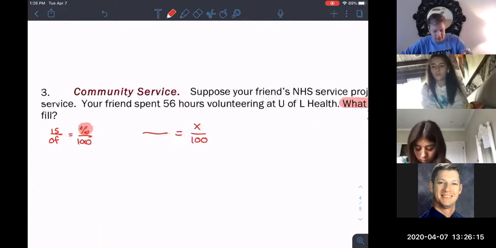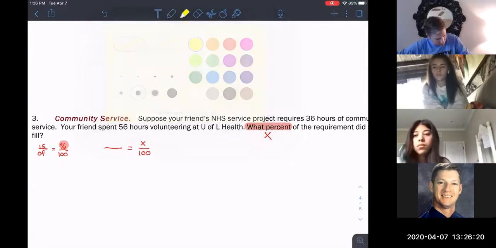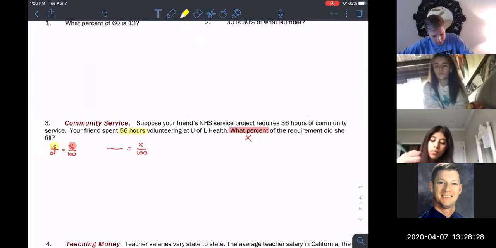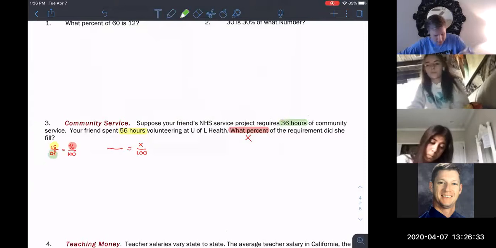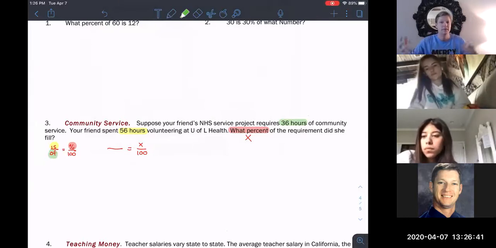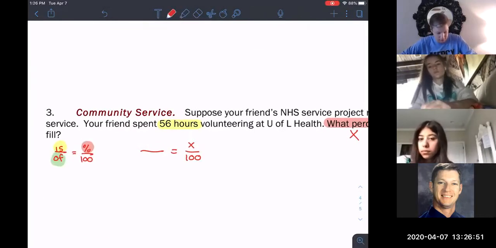So even though it's a little bit counterintuitive, let's use yellow for the is like we have been. This is the actual 56. This is the hours that our friend put in. And then the whole thing that they need is 36 hours. So even though we're used to the smaller number being the is number and the bigger number being the of number, this is a unique situation where your friend did more than 100% of the requirement. So we're actually going to expect to get a number that's bigger than 100%.